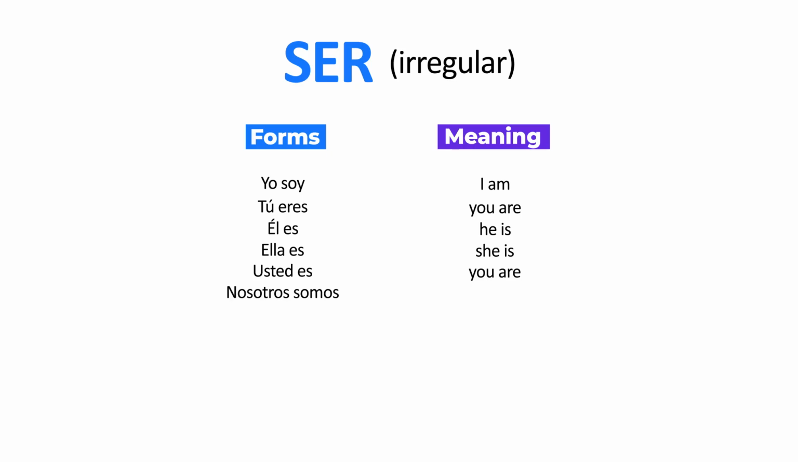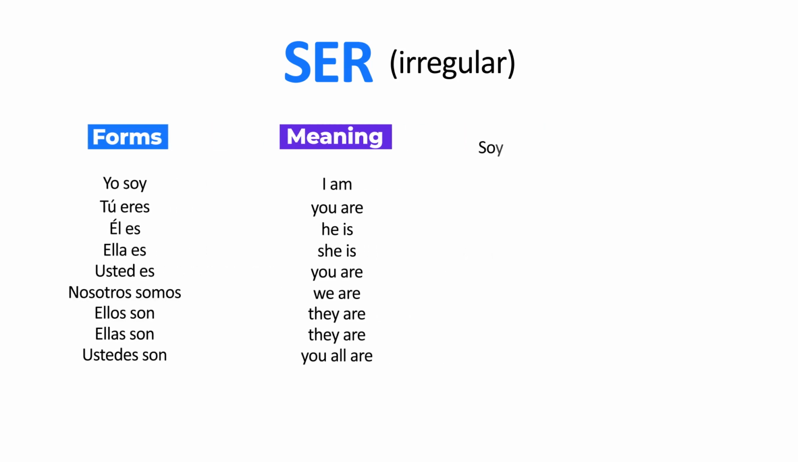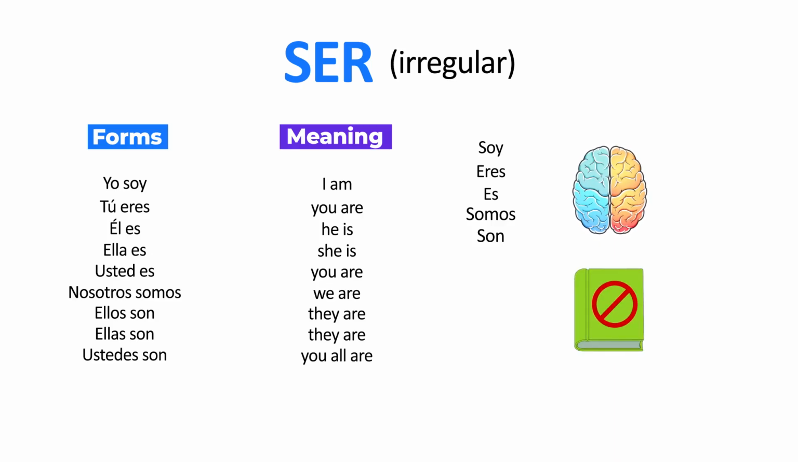Nosotros somos, pronounced somos, means we are. Ellos son, pronounced son, means they are, masculine or mixed. Ellas son means they are, all feminine. Ustedes son means you all are. Soy, eres, es, somos, son. These forms don't look like each other at all. You have to memorize them individually because there's no pattern connecting them. This is what irregular means. The verb doesn't follow standard rules.